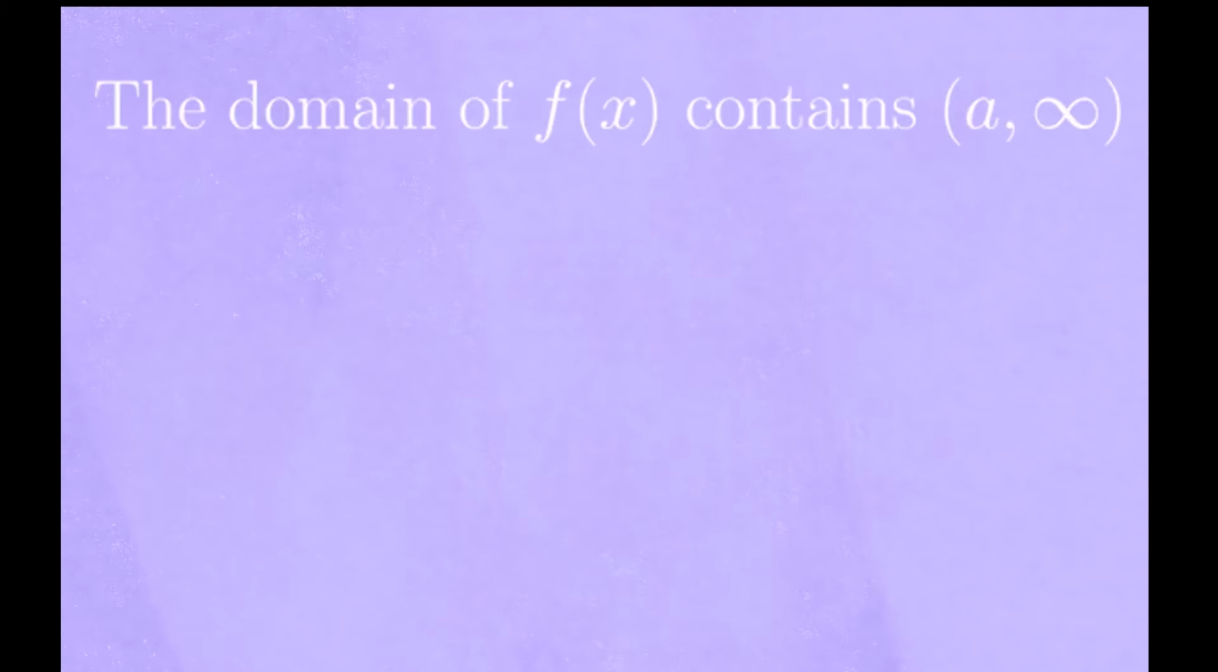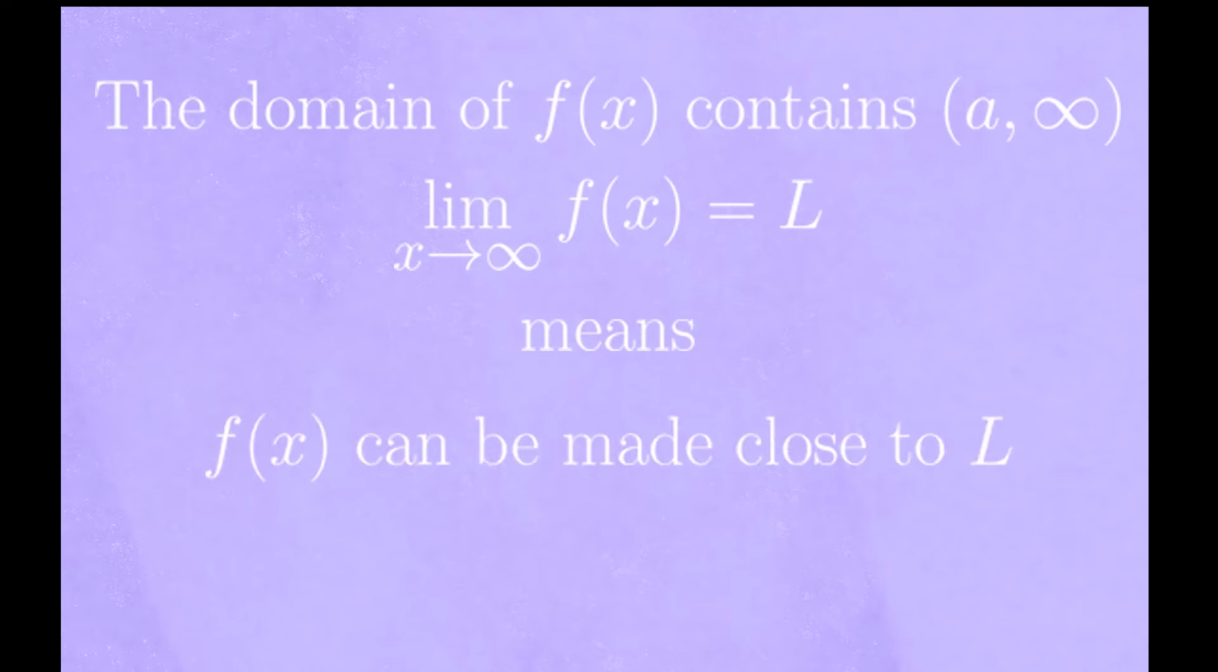Now let's state the formal definition of the limit at infinity. Let f of x be a function whose domain contains some interval a to infinity. Then the limit as x approaches infinity of f of x equals L means that the value of f of x can be made arbitrarily close to L by making x sufficiently large. There is also a similar definition for the limit at negative infinity. Can you work out what it should be?